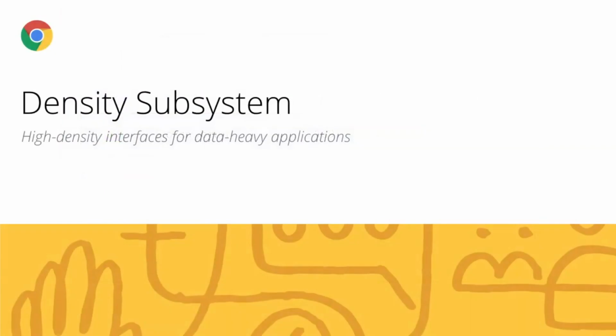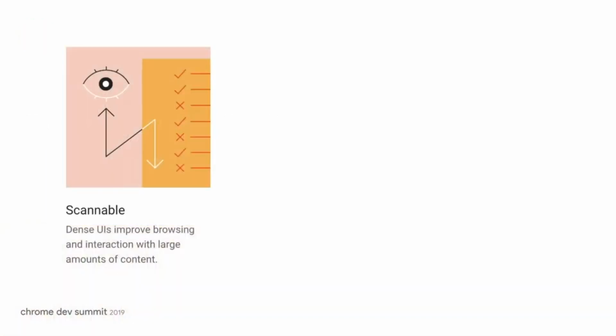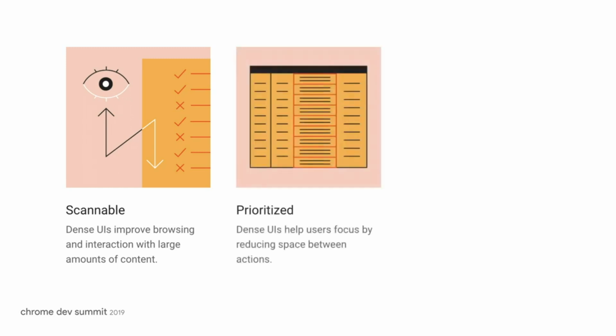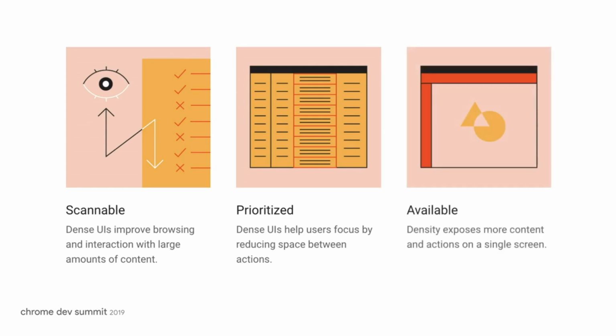We also have a new density subsystem option in Material. Material design uses low density space by default with large tap targets and margins, but offers high density space when it improves the user experience. We brought density into our system for the following reasons. The first is for scannability. Scannability is improved for data-heavy applications with a higher density interface. The second is that dense UIs may actually help users focus by reducing space between actions. And finally, more content is available to the user on a single screen in more high-density applications.